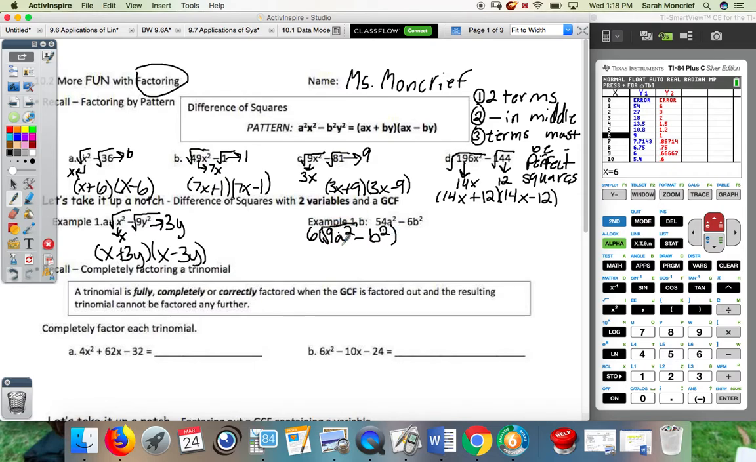What's the square root of 9a squared? We know the square root of 9 is 3. We know the square root of a squared will be a. So yeah, that's a perfect square. Square root of b squared? Well, that's just going to be b. So yeah, it works out.